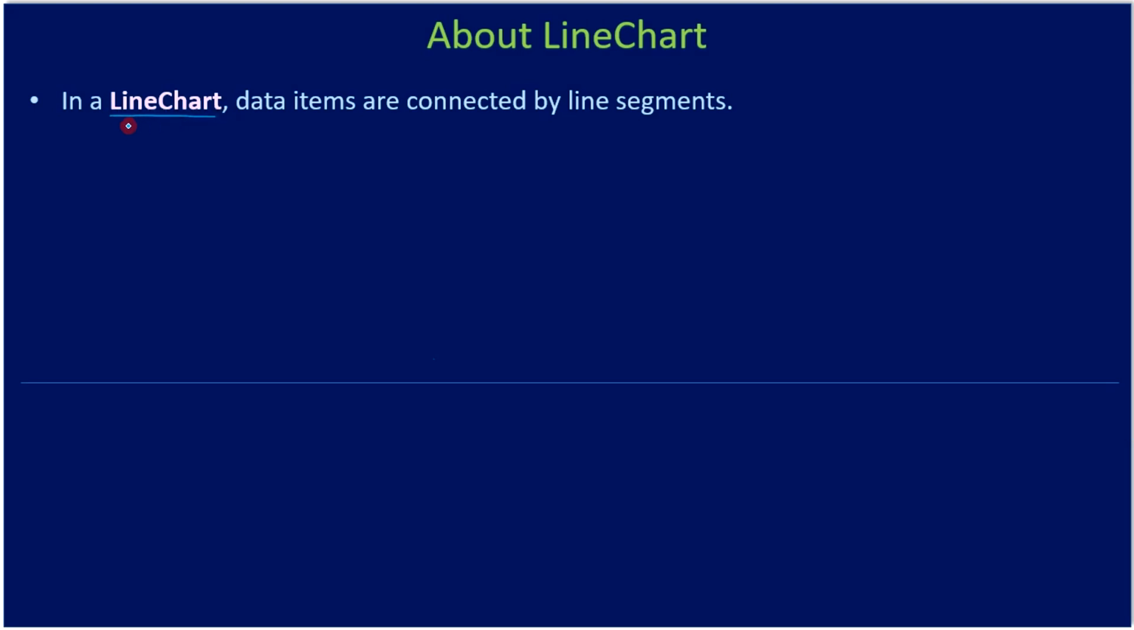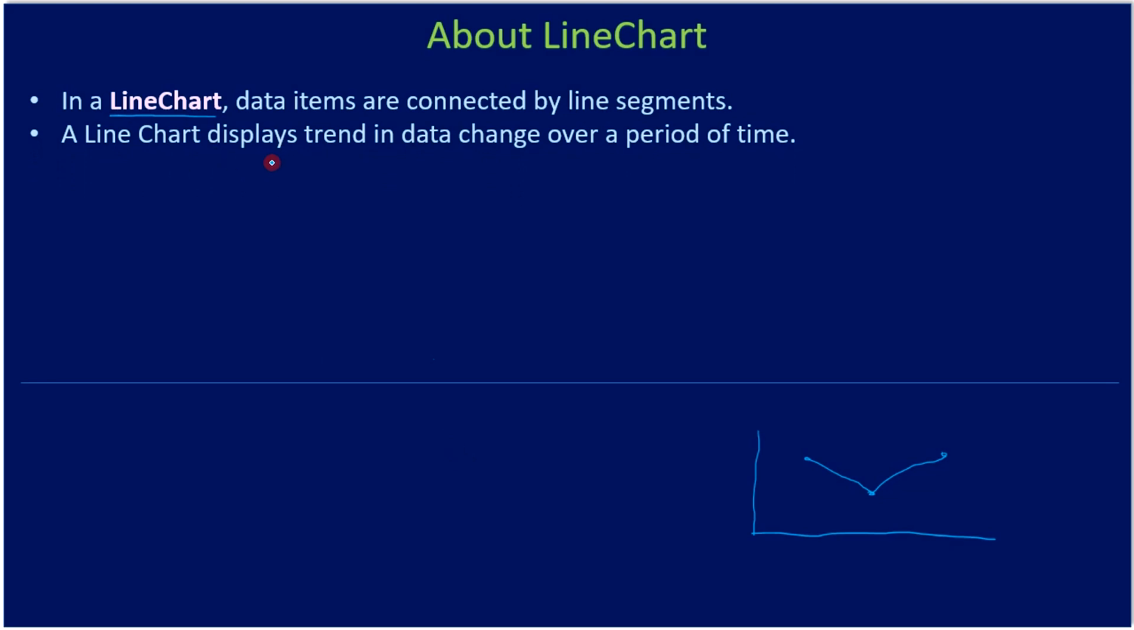In a line chart, data items are connected by line segments. Say for example, here we are talking about data items, right? Let's state there are 3 data items. They will be connected by line segments. So that's what is called a line chart.